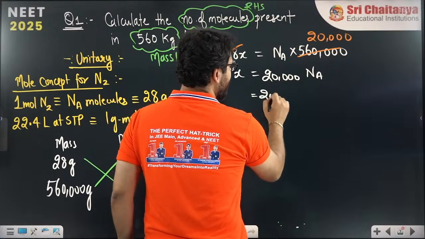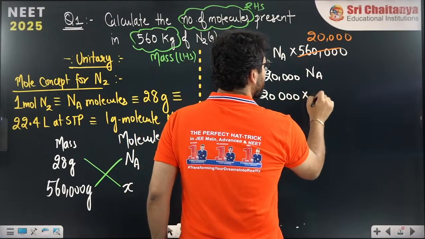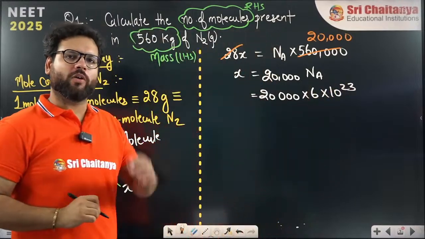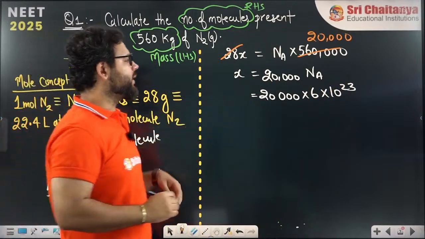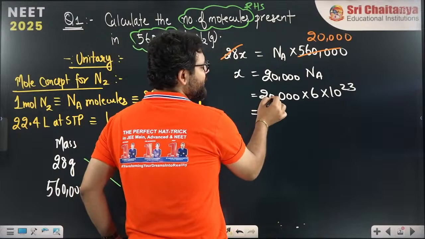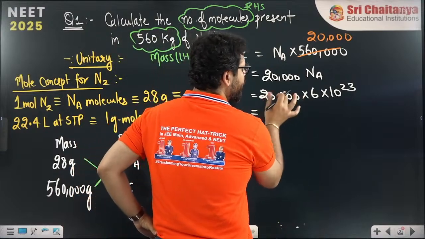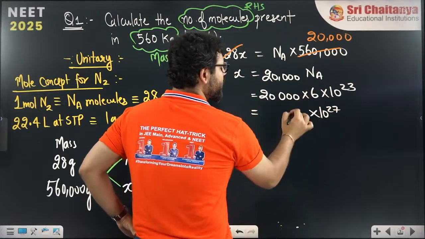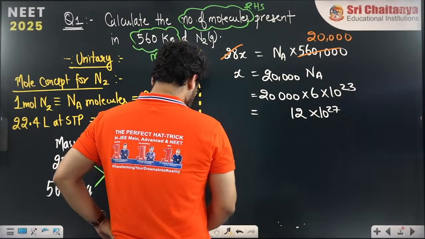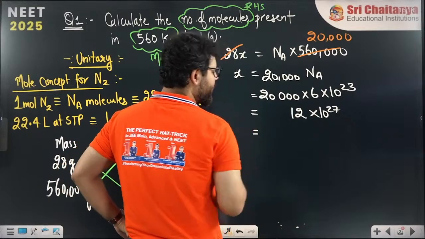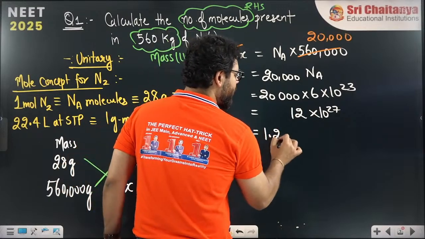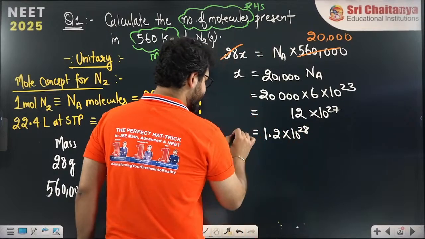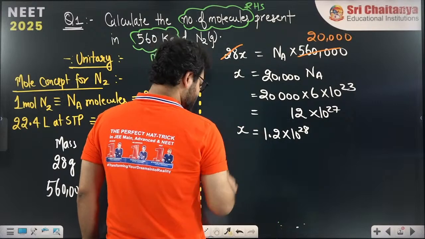I can open it up. I can say it is 20,000 into 6 into 10 power 23. I'll keep all these zeros together. 1, 2, 3, 4. 4 zeros go there, become 10 to the power 27. 6 2s are 12. Always when you write any scientific notation, try to write it as 1.2 into 10 power 28 molecules. This is the answer.